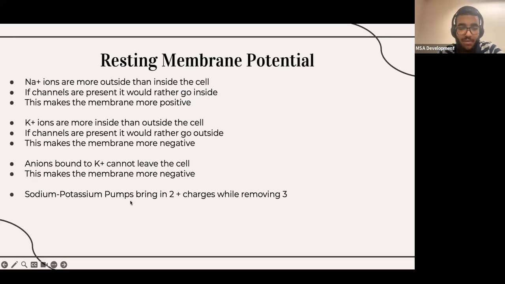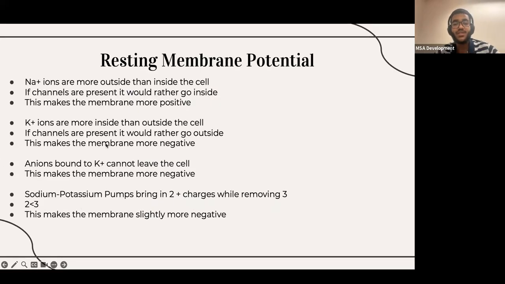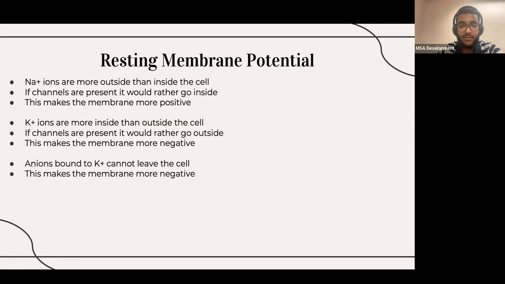So sodium potassium pumps bring in two positive charges while removing three positive charges, and obviously two is less than three, so you're bringing in fewer positive charges than you're removing, and therefore the membrane becomes slightly more negative. So all of these factors, all of these reasons, are the causes for the resting membrane potential being negative.